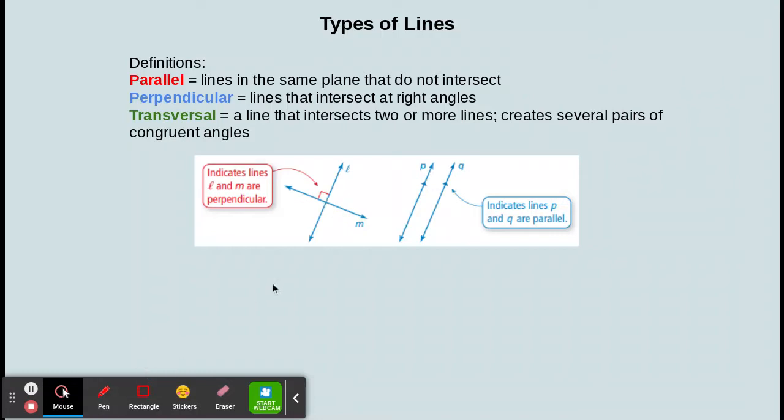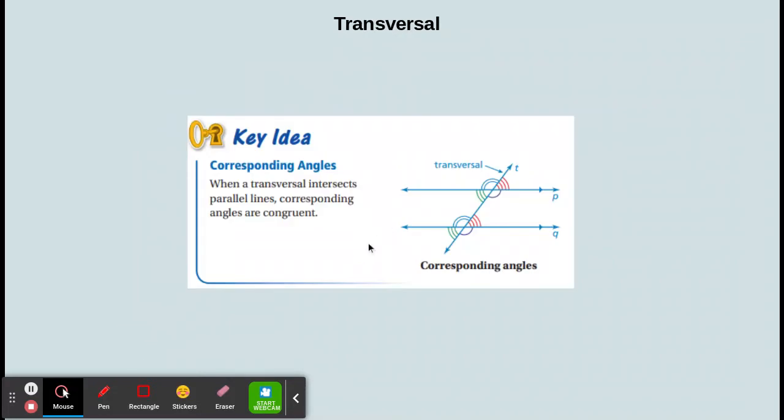And the third type we talk about are transversals. Those are lines that intersect two or more lines, and it creates a whole bunch of congruent angles. So here we have a transversal and we have two parallel lines. Remember, the transversal intersects two or more lines and it creates congruent angles. We call those congruent angles corresponding angles. So the green one and the green one, those are both congruent and corresponding, as well as the blue, the red, and the purple. So they're corresponding, meaning they are congruent.